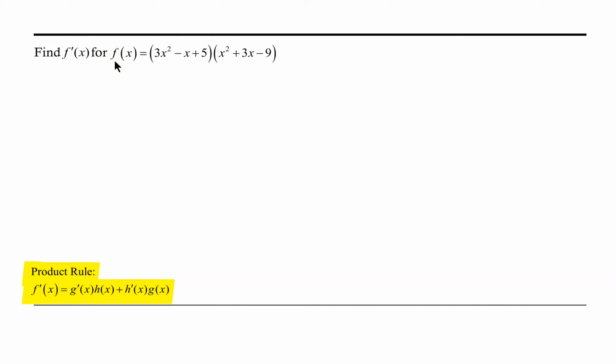So to start with, we clearly identify what the two functions being multiplied are. And for reference to the product rule down below, this first factor, 3x squared minus x plus 5, we will refer to as g of x. And then our second factor we will think of as our h of x. As we want to find the derivative of this function, we will see that as a result of the product rule, we need both the derivative of g and the derivative of h. So let's go ahead and find those first.